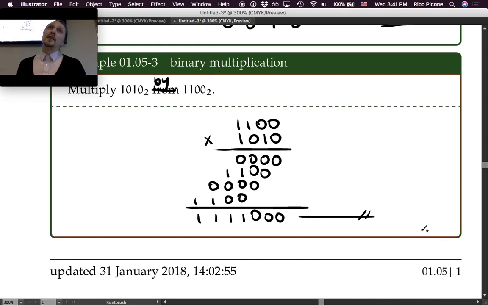Dividing too, I mean, technically, it's something that you might run across. It's once again very analogous to base 10 long division.